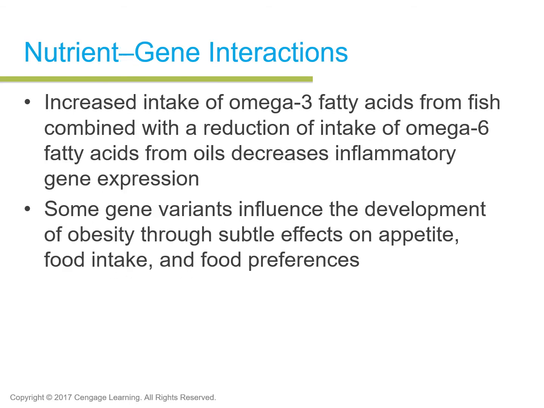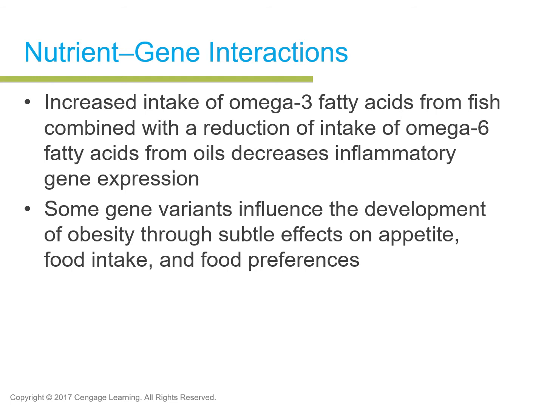Increased intake of omega-3 acids. This is a very short lecture. We're going to talk about how nutrients interact with genes. Some examples: we're finding that increased intake of omega-3 fatty acids from fish combined with the reduction of omega-6 fatty acids from oils may decrease the inflammatory gene expression. In essence, we're decreasing inflammation in the body that can make us susceptible to diseases.